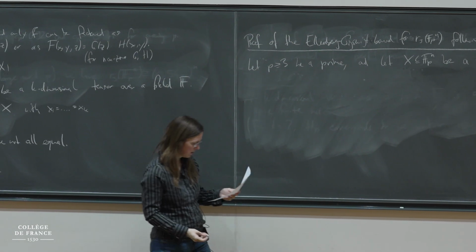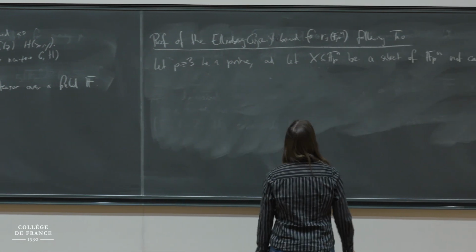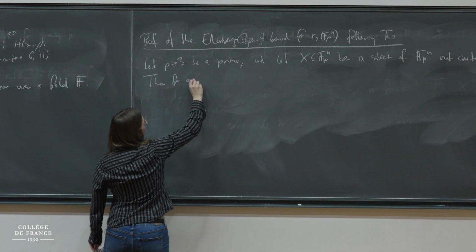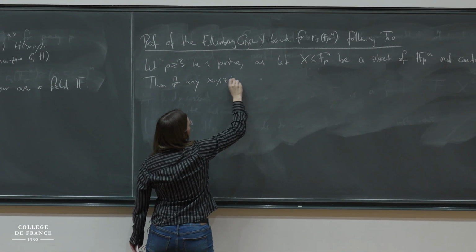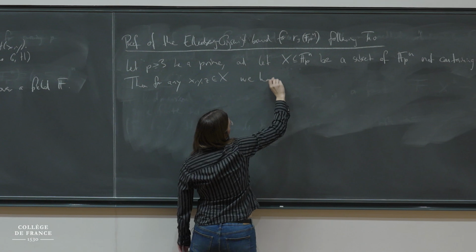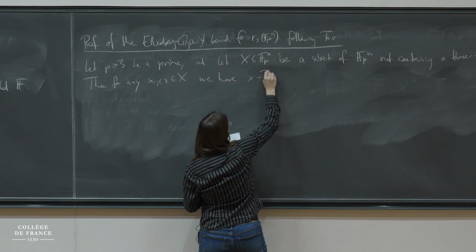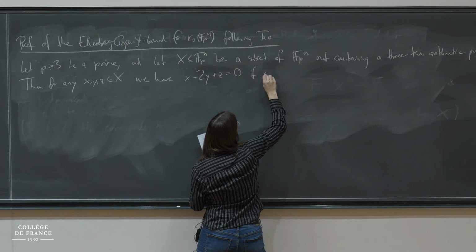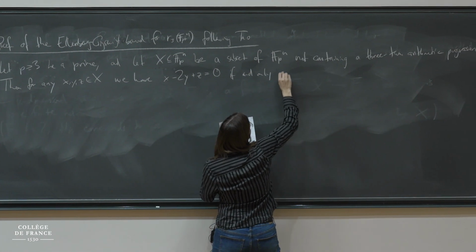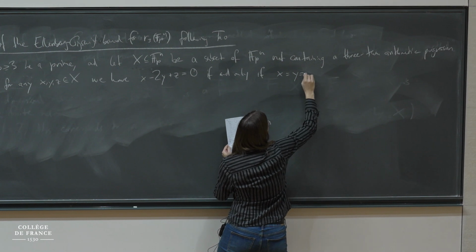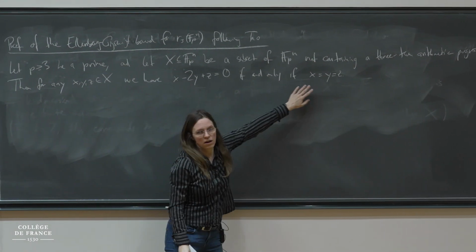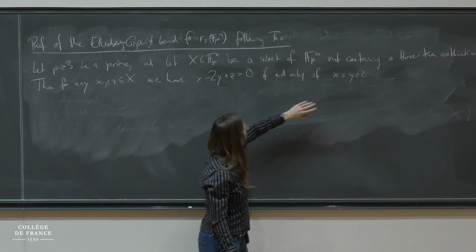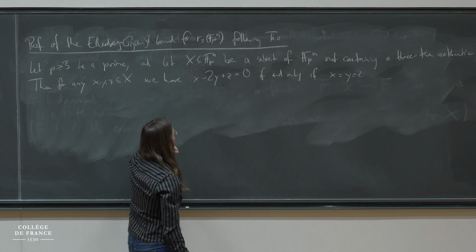So before we define our tensor, we start with a little observation. We observe that for any x, y, z in X, we have that x minus 2y plus z is the zero vector if and only if x equals y equals z. So what's that? If x and y and z are all equal, then clearly this is 0. If they're not all equal, then I claim that x minus 2y plus z is not 0.